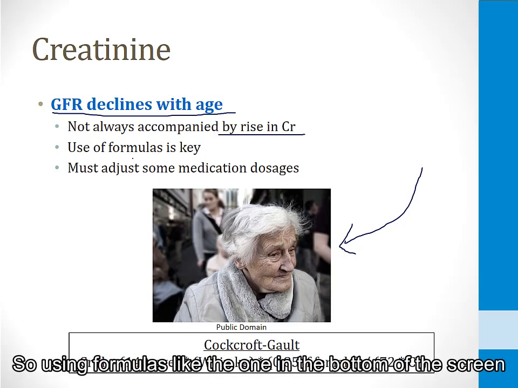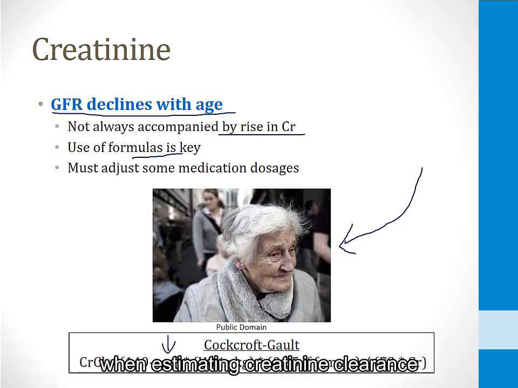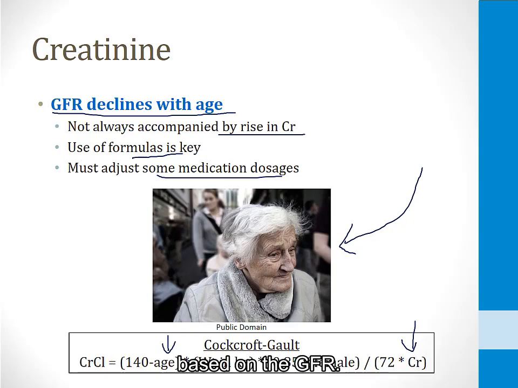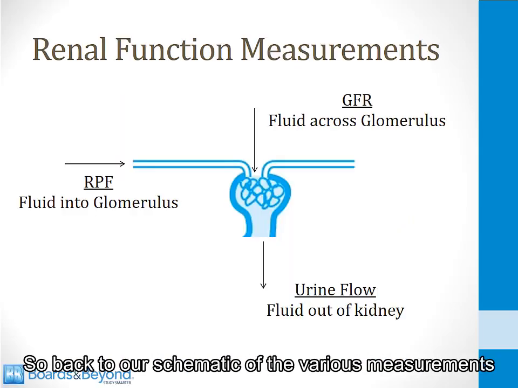So using formulas like the one on the bottom of the screen is very important because they take age into account when estimating creatinine clearance, in addition to the serum creatinine level. And this is very important clinically because some medications require adjustment based on the GFR, so you need to take the patient's age into account. So back to our schematic of the various measurements of renal function.